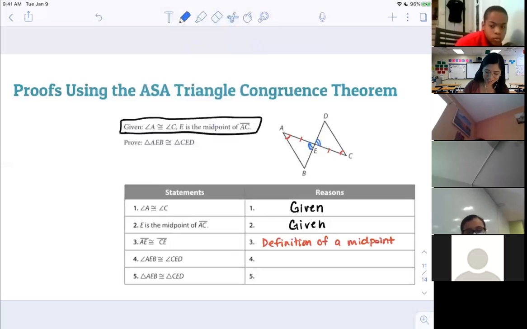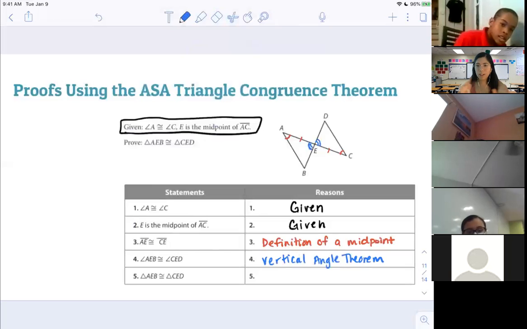Yeah, literally. The vertical angle theorem. That's it. So you see, all I had to do was realize that those are vertical angles, and then, boom, it's the vertical angle theorem. And now, finally, I can say that triangle AEB is congruent to triangle CED because what do I have here?